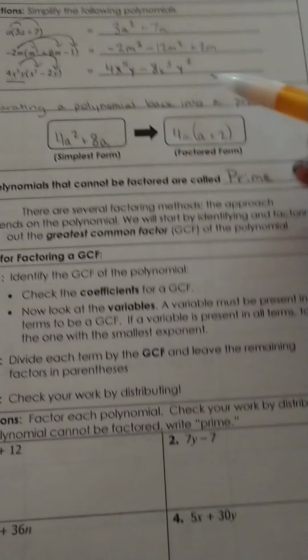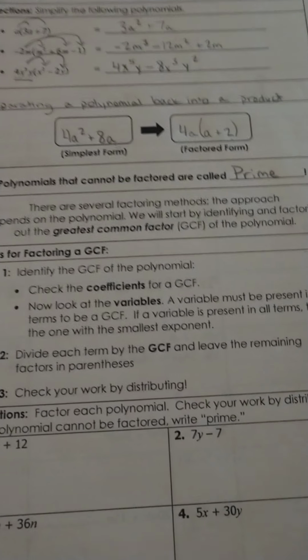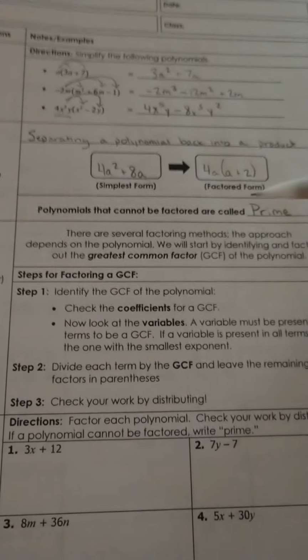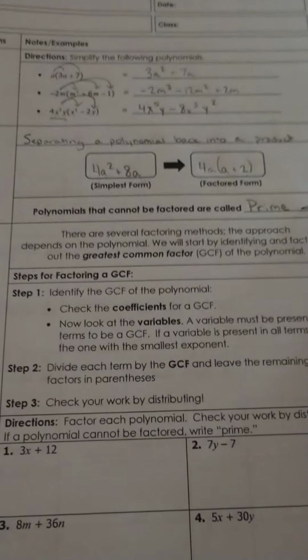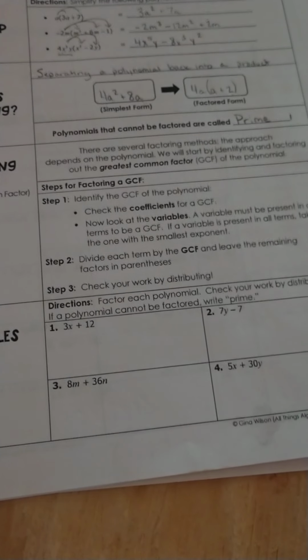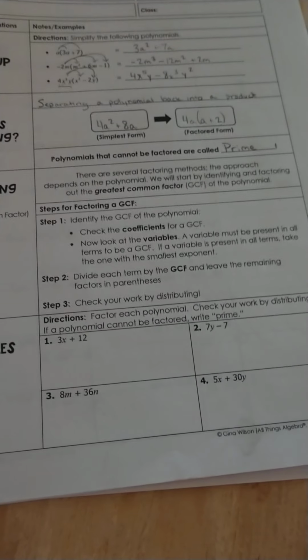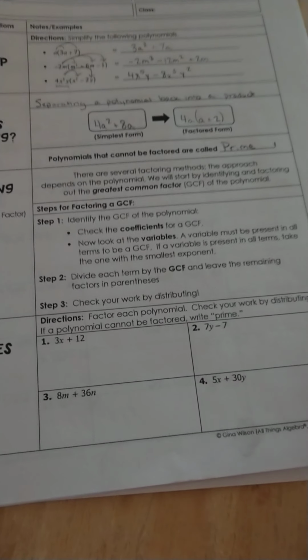So what we've been doing is going from here to here. Now we're going backwards, which is so all sorts of exciting. But there are some polynomials that cannot be factored. Those are called prime. All right, so there are several factoring methods. The approach depends on the polynomial. We will start by identifying and factoring out the greatest common factor, the GCF of the polynomial.